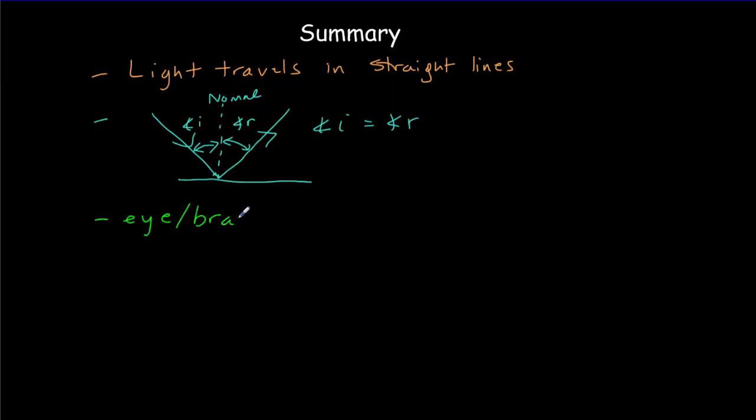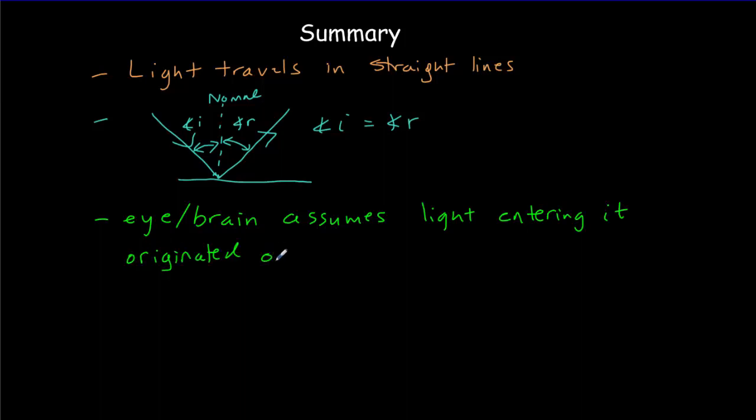We saw that the eye-brain system assumes light entering it originated on a straight line path. So if the light actually reflects, then we're going to see objects in kind of strange places.